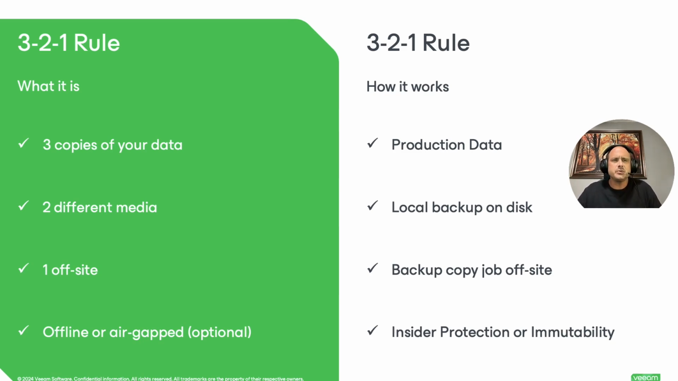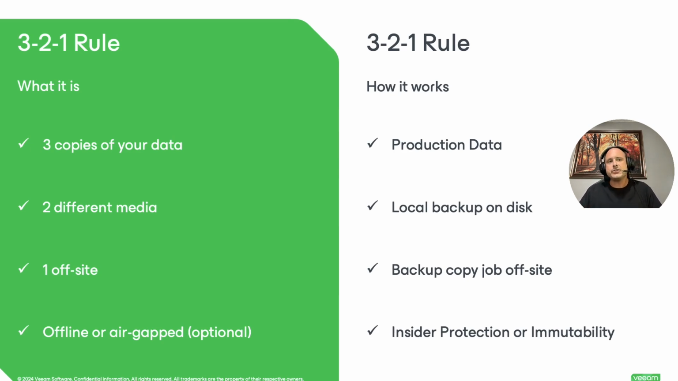So what is the 3-2-1 rule? The 3-2-1 rule is having 3 copies of your data on 2 different types of media, with one of those media being off-site, and then potentially also having one of those offline or air-gapped. In some cases, this would be called the 3-2-1-1 rule. But it's kind of the same concept.